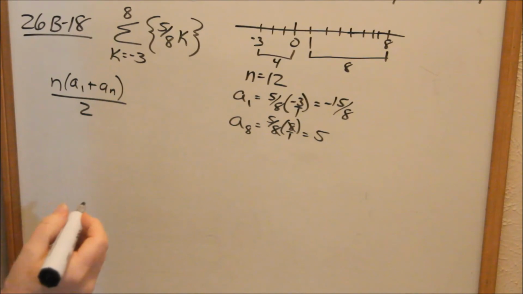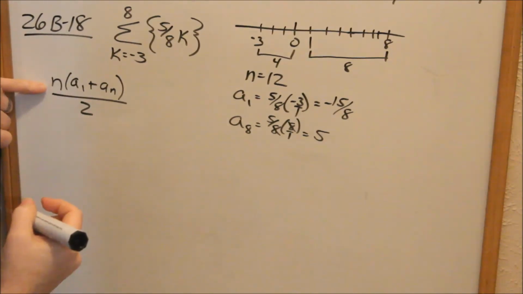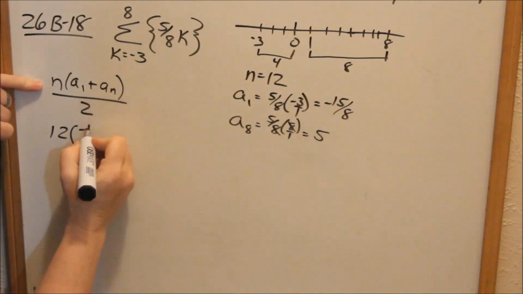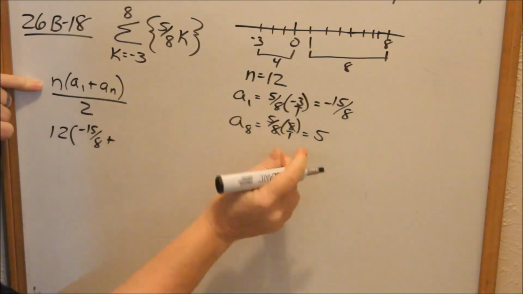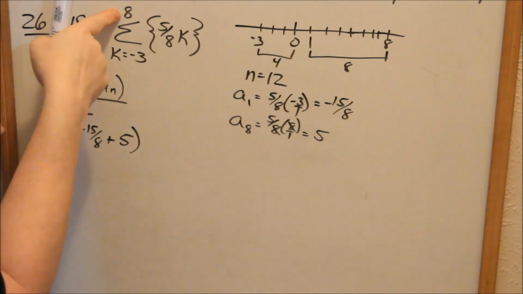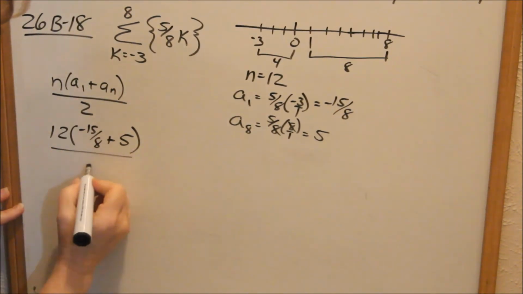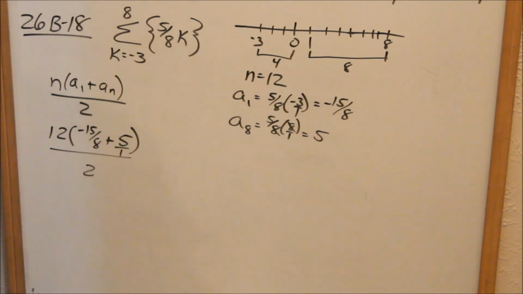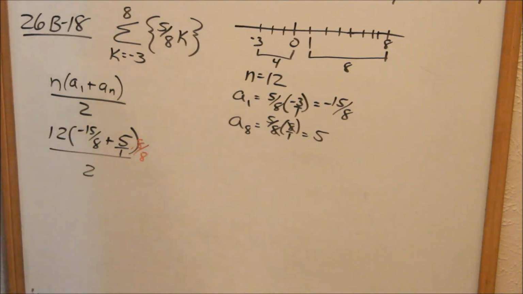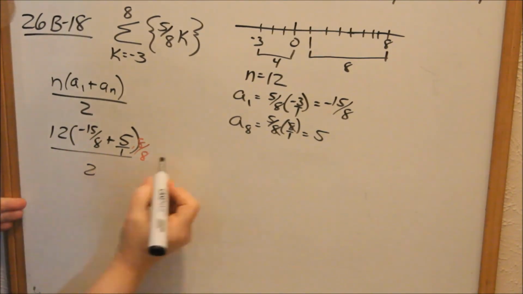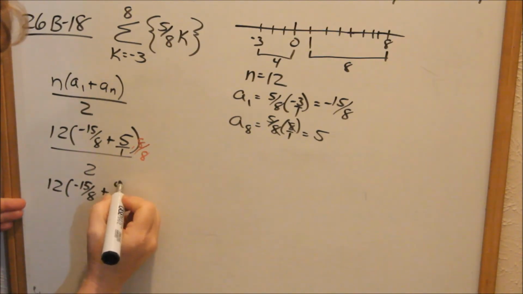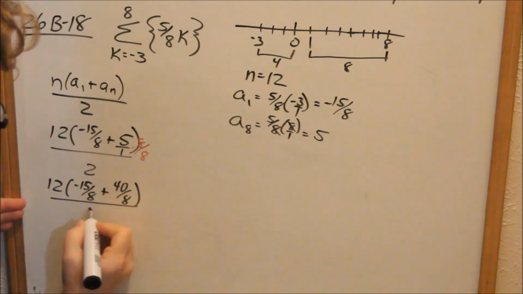So, okay, now I can put all this into the formula. Okay, so my number of terms is 12. My first term, -15 over 8, plus my last term, 5. My last term came from plugging this number in. Okay, all over 2. Well, I'm going to have to make a common denominator. So this needs to be multiplied by 8. So then I have 12 times -15 over 8 plus 40 over 8 all over 2.